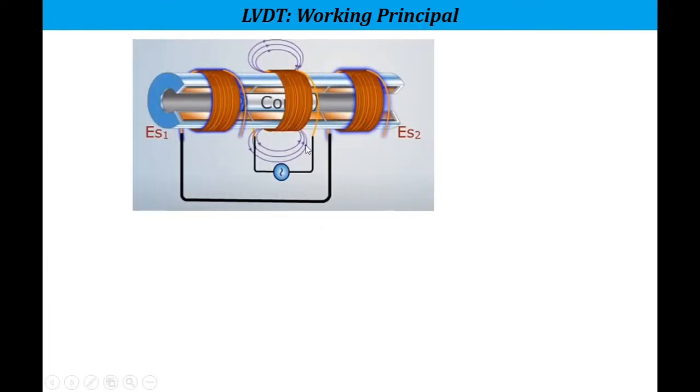Now, here you will see that this is the primary winding. These are the two secondary windings. The EMF associated with secondary winding S1 is ES1, and the EMF associated with secondary winding S2 is ES2. This is the primary winding to which the supply is given, so it will create its own field, which is shown by these lines. This is the movable core which is placed.